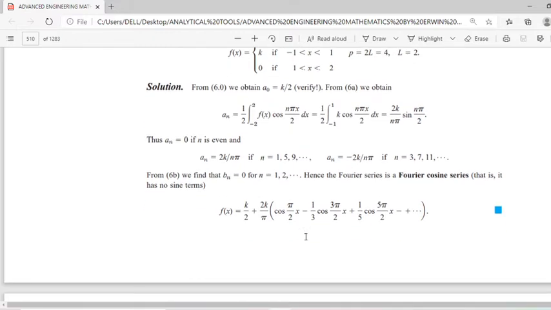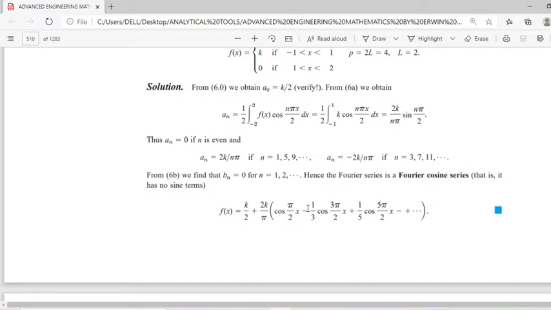Similarly we can find out bn. bn will be 0 because after integration it will become cos. If we consider bn, we have to substitute sin here, and if we integrate this one, it will be cos, and cos of minus 1 equals cos of 1. So that will be 0, and the function bn will be 0.